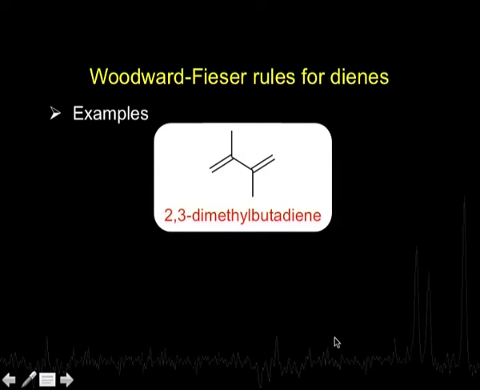Another example, look at this one, 2,3-dimethyl butadiene. In this case again the base value will be 217 nanometers. That is my chromophore, and there are 2 alkyl substituents, one here and one here.